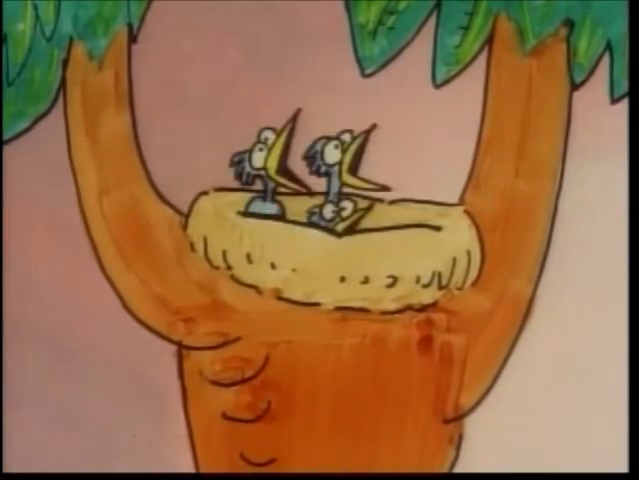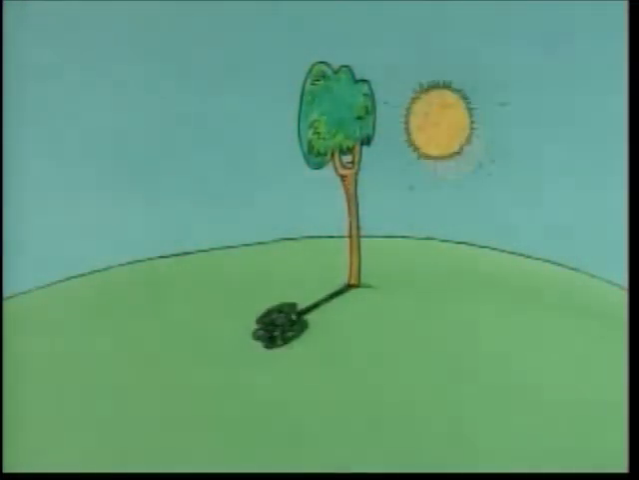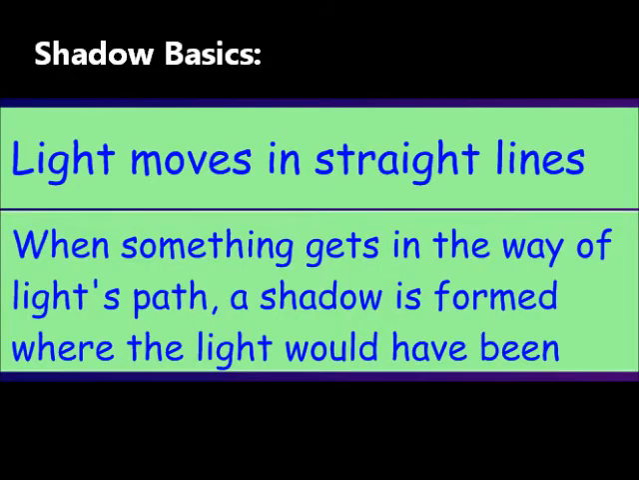Here's how it works. Early in the morning, shadows are long. As the sun changes position in the sky, shadows get shorter until noon, when they practically disappear. Then they start getting longer again until sunset. So, basic information about shadows.